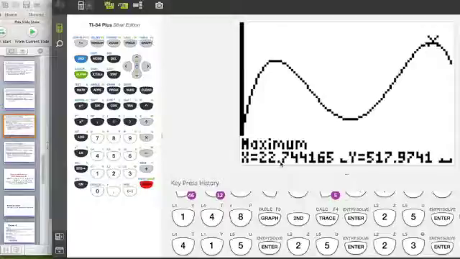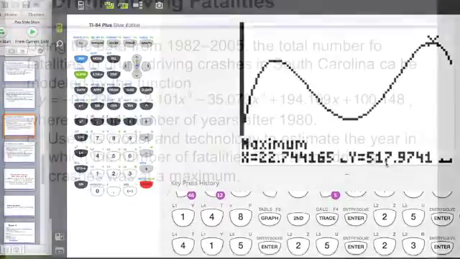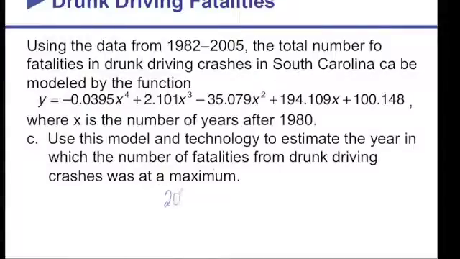Well, at 22.7, so that appears to be 2003. We had 517.9, so 518. So it appears that in 2003, there were 518 fatalities from drunk driving.